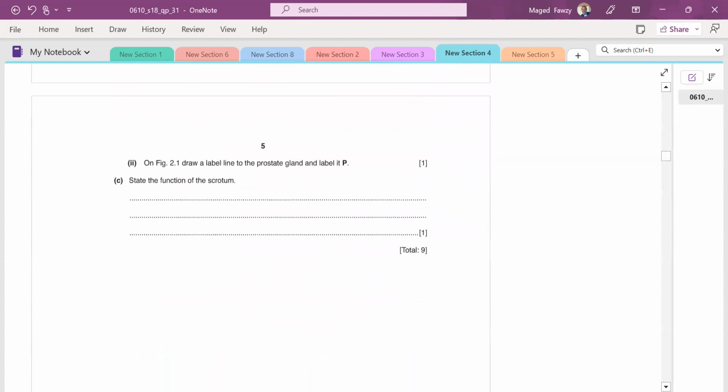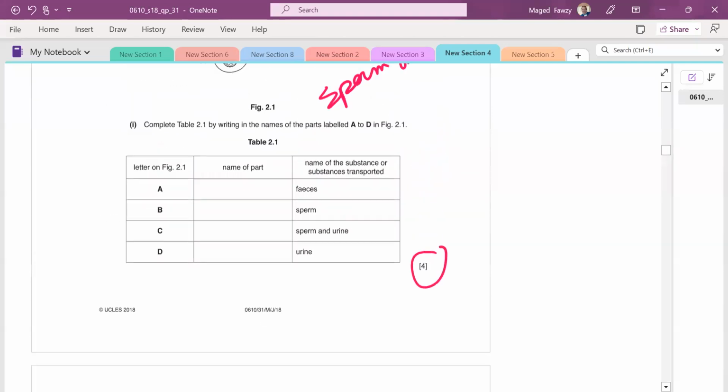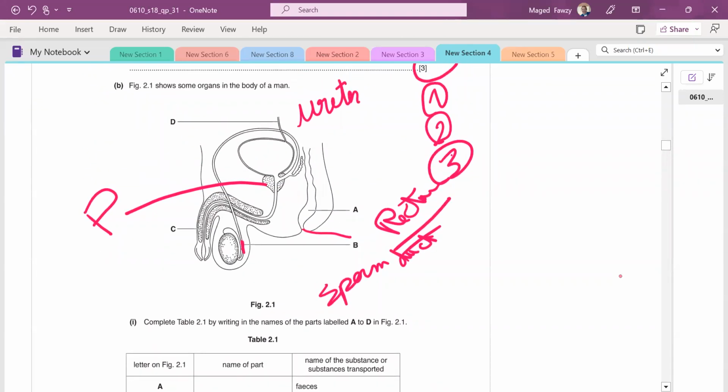State the function of the scrotum. Scrotum is the sac that contains the testes outside the body, or outside the abdominal cavity, just to be more accurate. But now I'm just describing what the scrotum is. What is the main function of a scrotum? To keep the testes outside the abdomen to maintain the temperature or to provide less temperature.